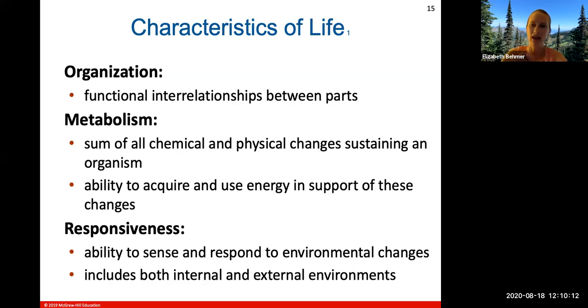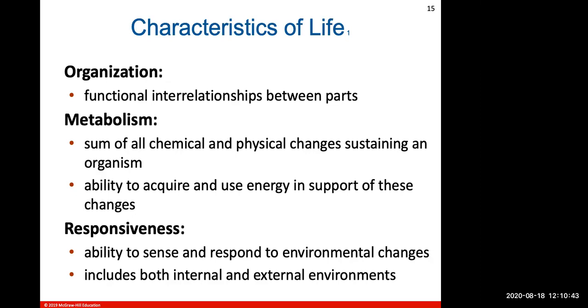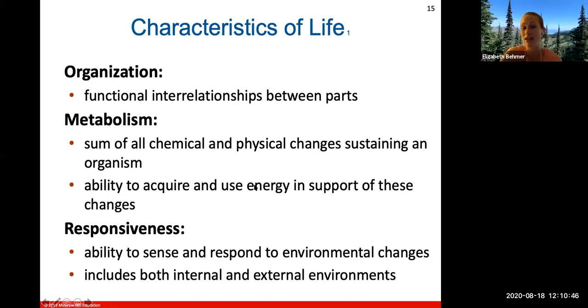Characteristics of life. All life and life forms are organized, so there's some sort of functional interrelationship between all the parts. All life forms go through metabolism, which is the sum of all their chemical and physical changes to sustain an organism. So metabolism is the ability to take in food and create energy from it. In us, we call that cellular metabolism or cellular respiration. Everything that you eat gets broken down to glucose, a 6-carbon molecule, and that glucose goes through a series of reactions to create ATP, which is our body's form of energy.